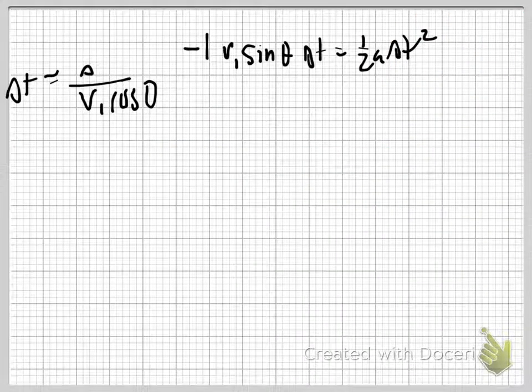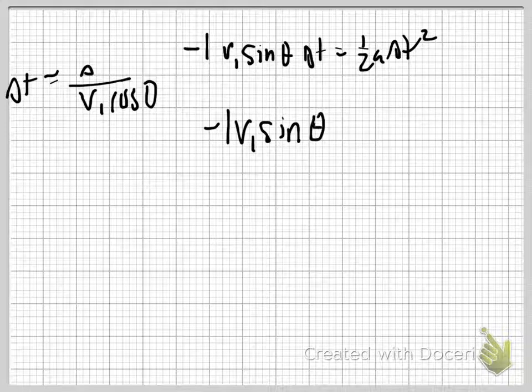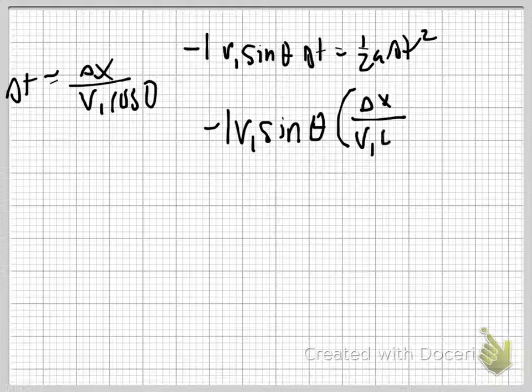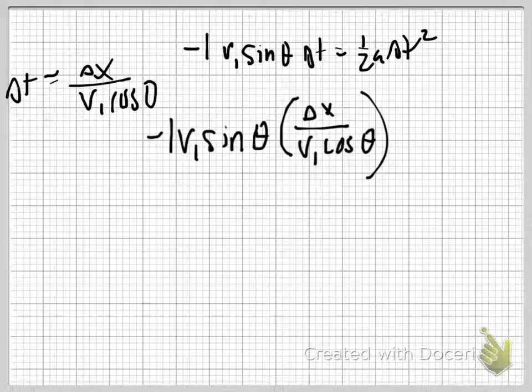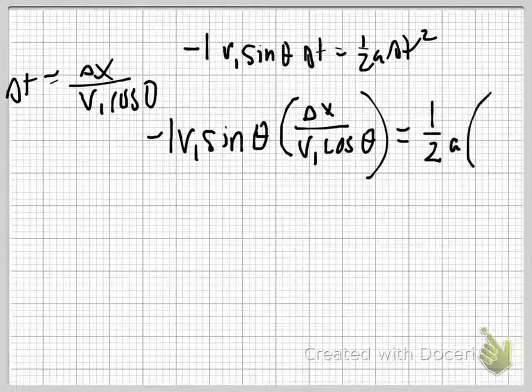Okay, so we're ready to do some substitutions. So negative VI sine theta times delta x over VI cosine theta equals 1/2 a, and then we have delta x over VI cosine theta, squared.